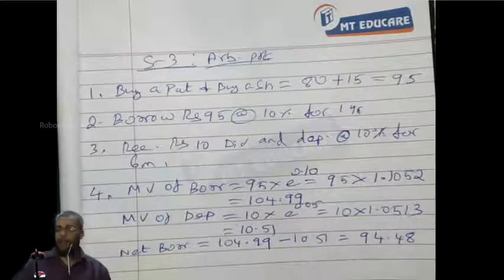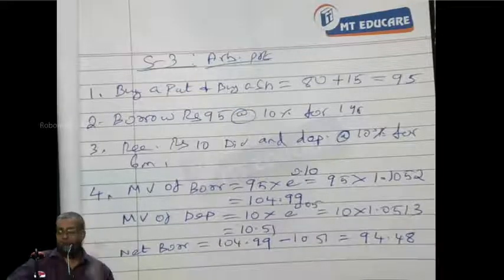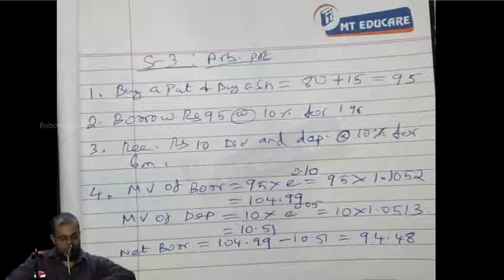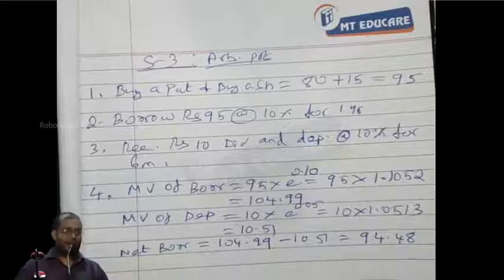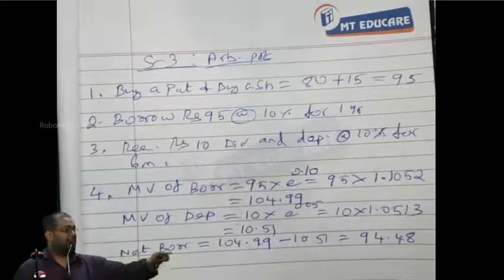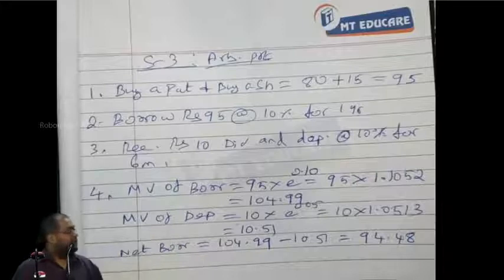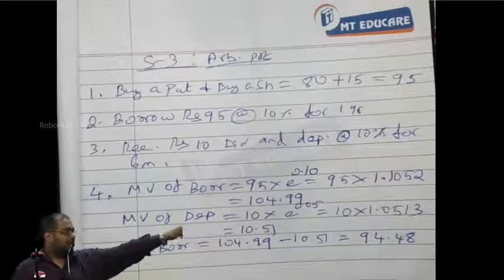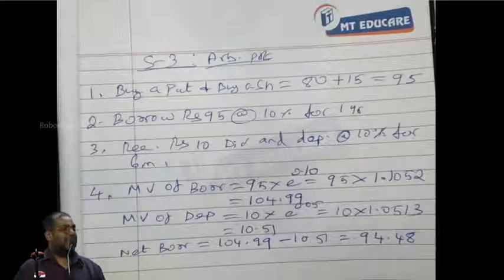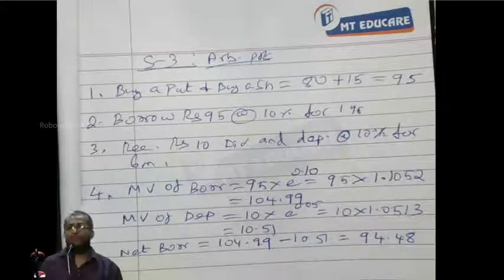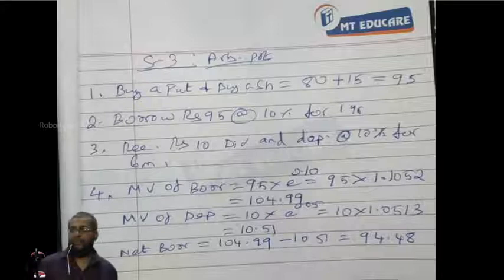Next. Point number 5. On maturity date, branched into two. First branch: FSP greater than 100. Second branch: FSP less than 100.